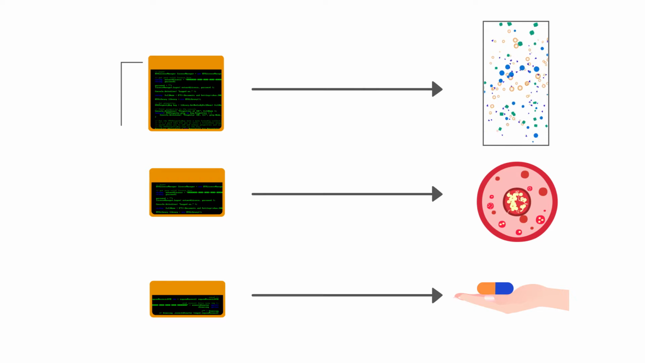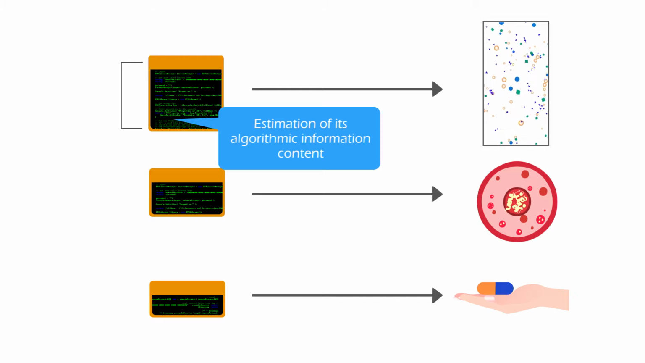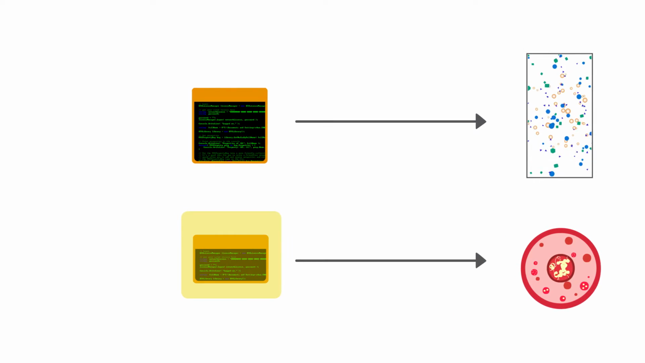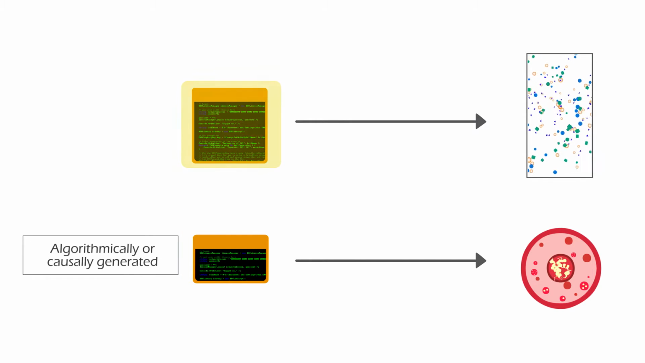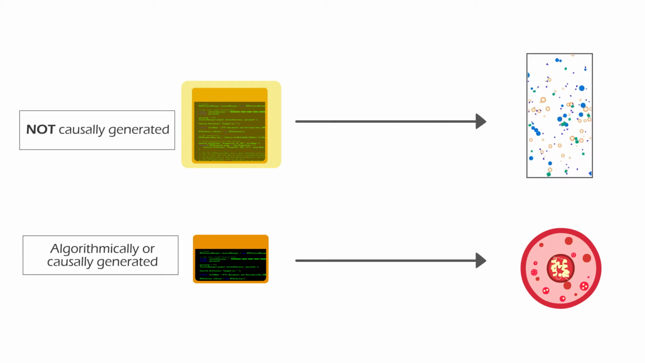A causal system can be described by an algorithmic model evolving over time. The length of the shortest computer model is called the algorithmic information content of the system. That is, how much computer code is needed to reproduce the object itself. The shorter the description, the more likely the system is causally generated. The longer its description, the less likely it is to be causally generated.